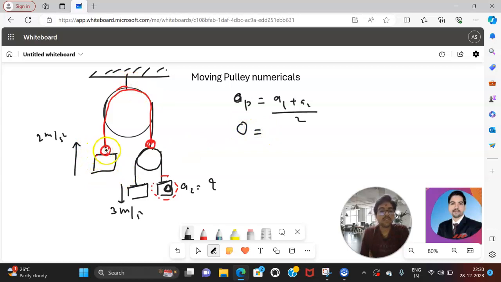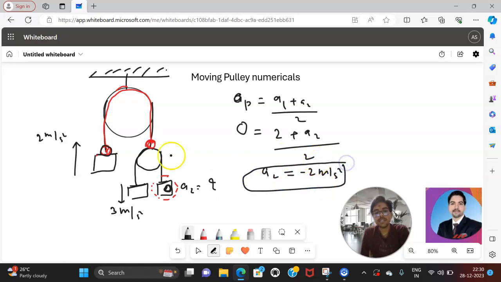A1 is the acceleration of this end of the string. It is moving up, means positive. A2 will be divided by 2. What is A2? How much? A2 comes out to be minus 2 meter per second square. Minus is indicating that this pulley, which is connected with this end, is moving down with 2 meter per second square. So minus is indicating downward motion, because as per our frame of reference, up is positive, down is negative, right is positive, left is negative.